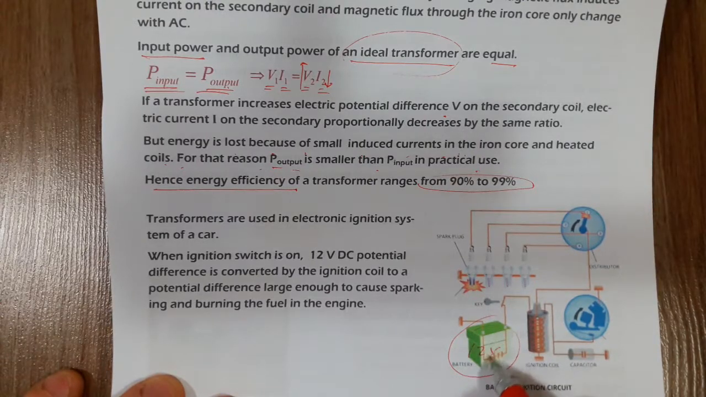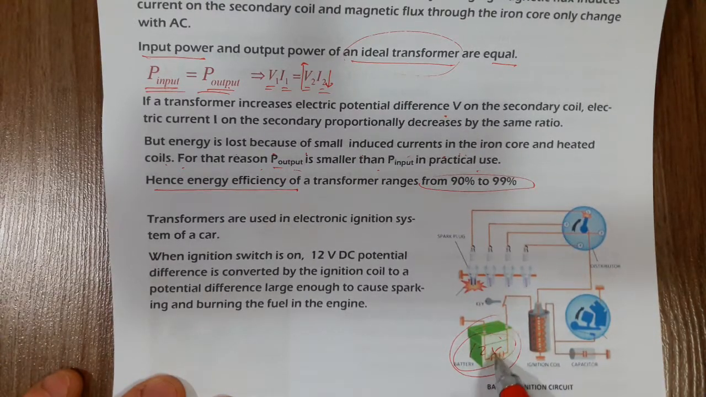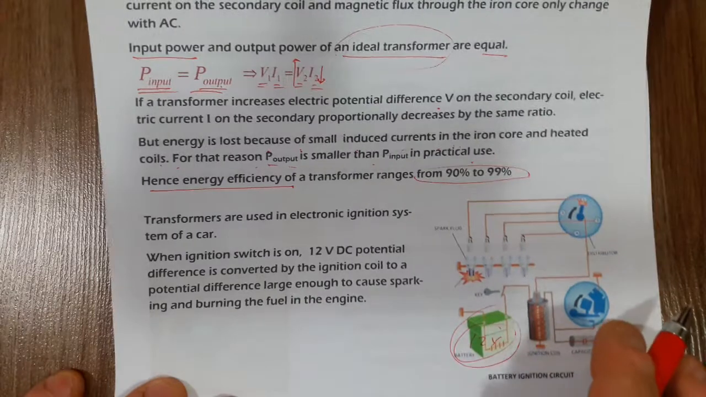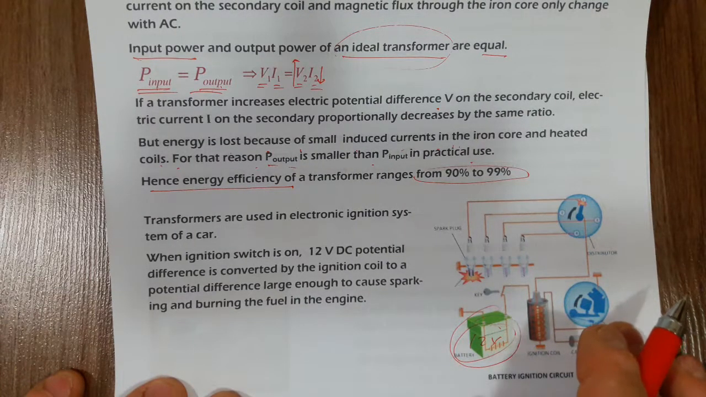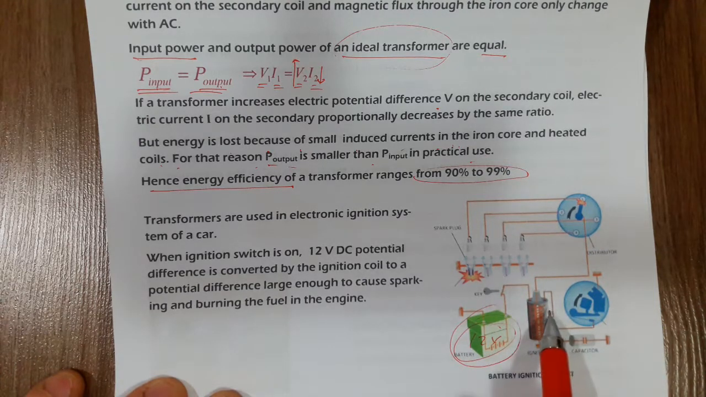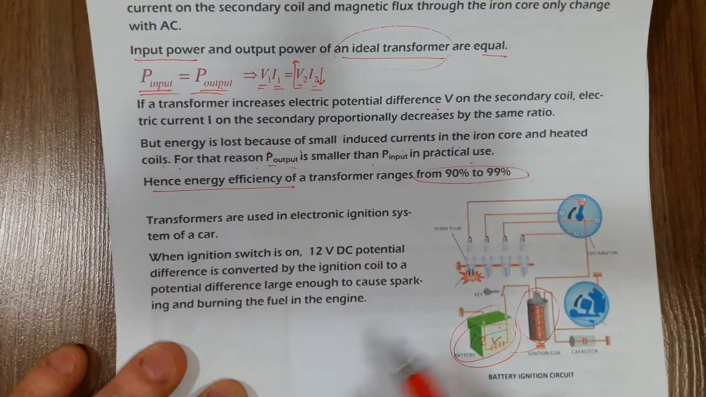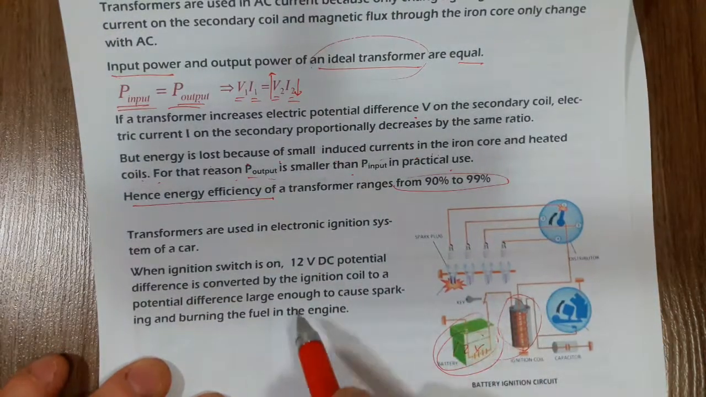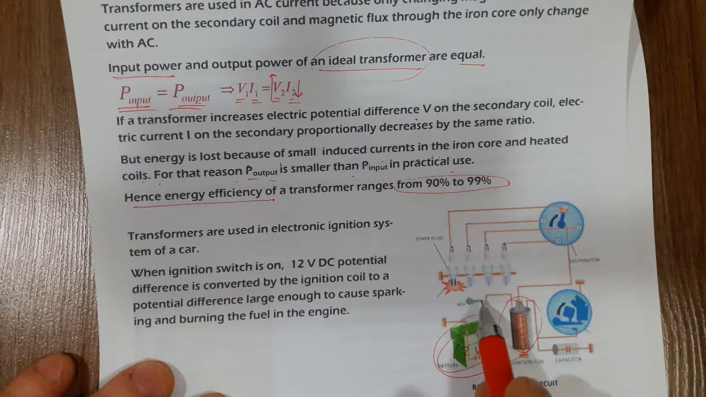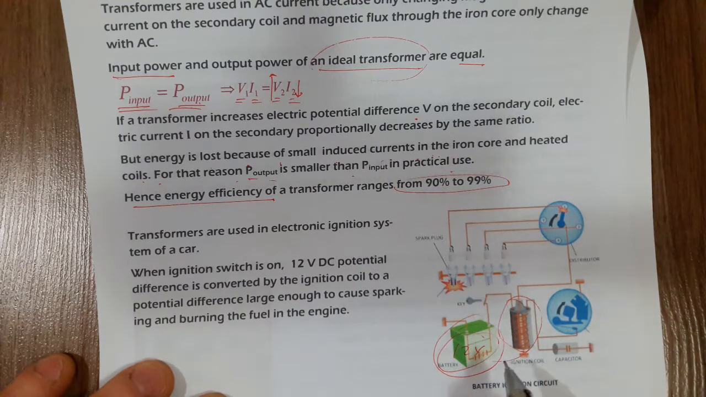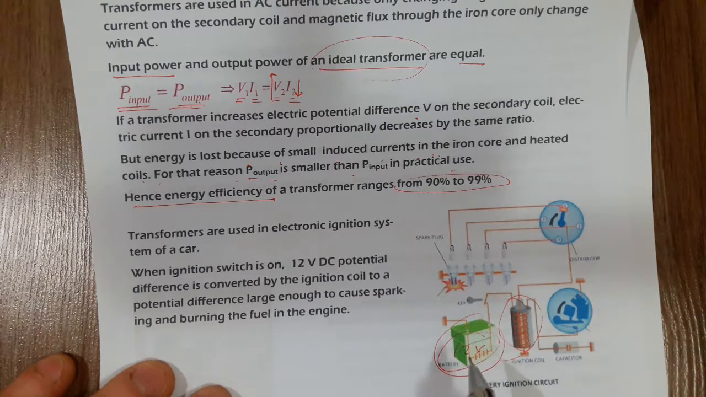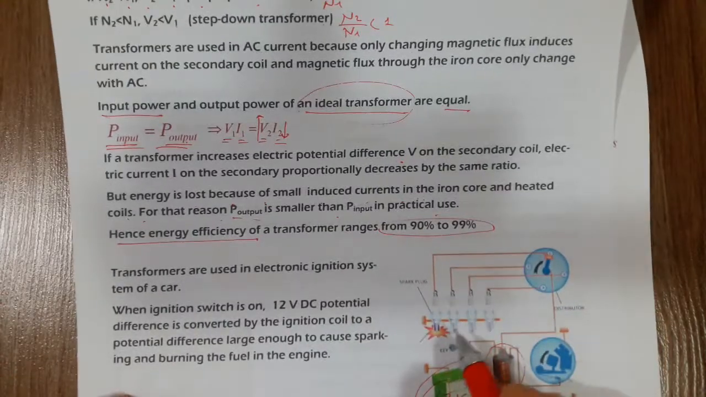So transformers are used in the electronic ignition system of a car. Remember, in the electronic ignition system we use a 12-volt battery. This is a DC battery. Because it's DC, this transformer only works when you switch the circuit on and off. That's why when you turn the key and start your car, the transformer in the system has a greater number of secondary coils. If the primary coil is 12 turns, the secondary is 30,000 turns or something like this.